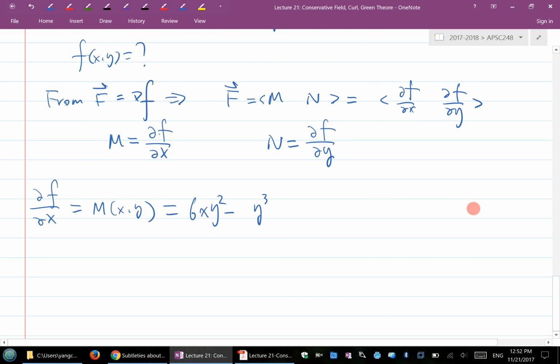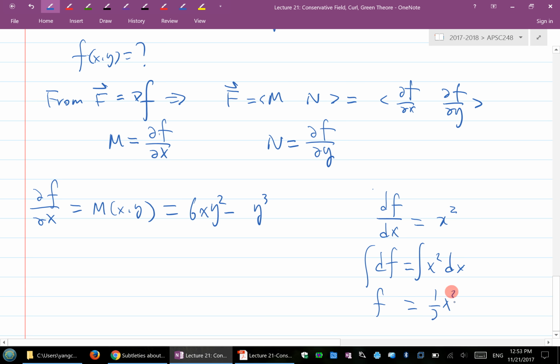So if I give you a question like this, if I say df over dx equals x squared, how do you find this f function? You integrate, right? So basically what you do is df equals x squared dx, and then you integrate both sides, and you get f equals 1/3 x cubed. That's how you find the function f.